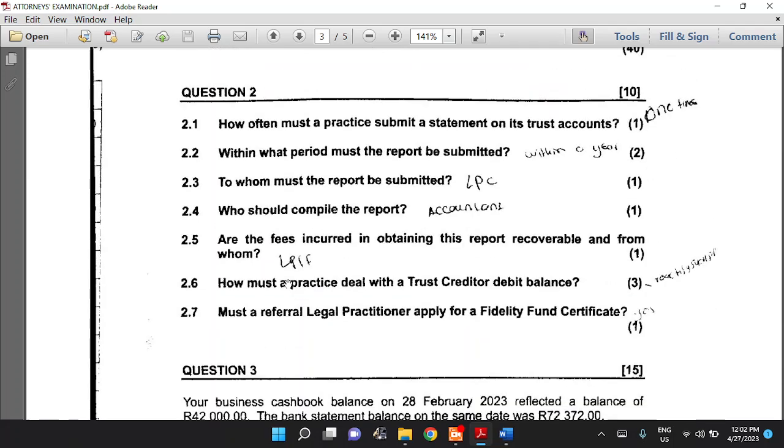Okay, and then there's question 2. This is basically theory. Here at Simplified Academy, we don't really do much theory because theory is only 10 marks. You can just go read the previous question papers and you're gonna get the theory, basically.